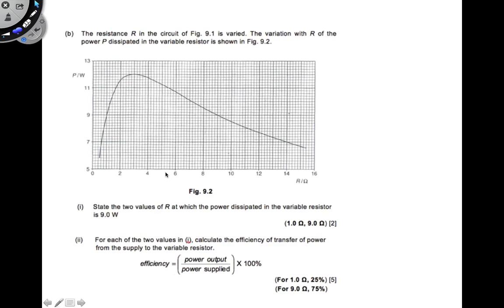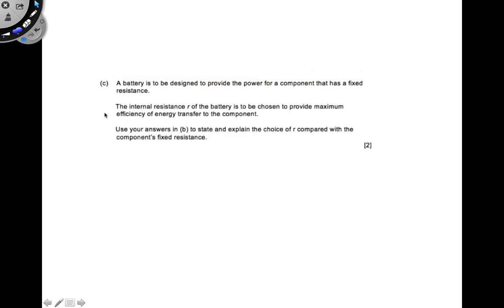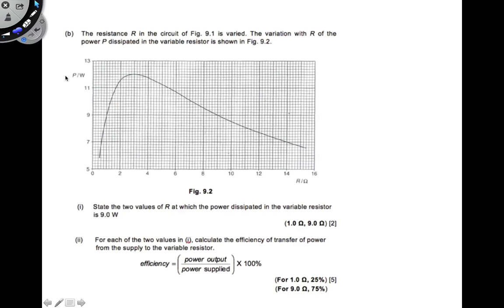State the two values of R at which the power dissipated in the variable resistor is 9 watts. This is quite straightforward. I just need to look for 9 and I realize that it intersects here. Sorry, so it's at 9, so let's just mark this out over here. This is roughly about 1 ohm, and the other time it intersects is about 9 ohms. So these are the two values, 1 and 9.